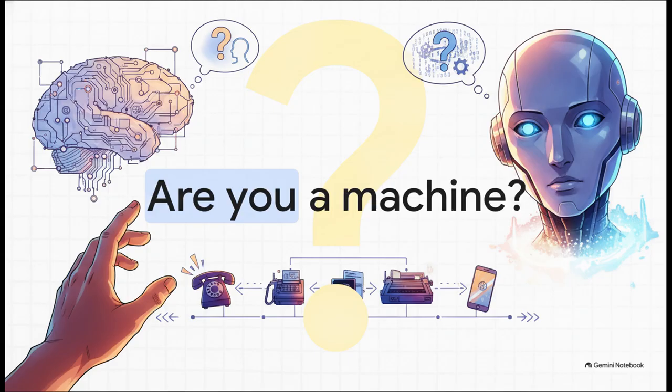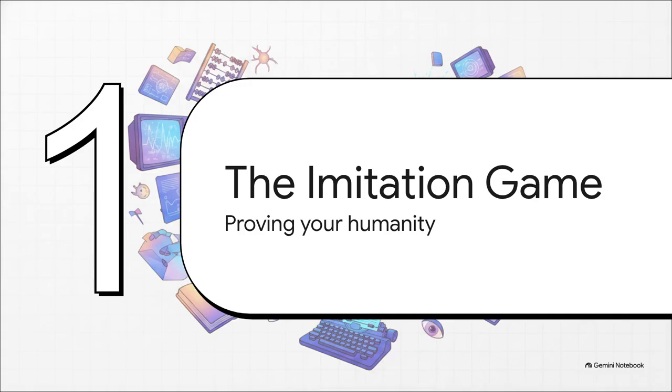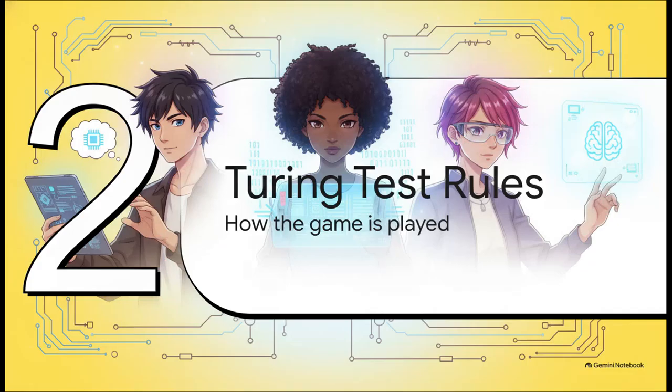Yet right then and there, he laid down the philosophical groundwork for how we actually measure intelligent behavior. Think about it. If you're communicating with someone or something, how do you mathematically, scientifically prove there's a real thinking mind on the other side? Which brings us to Section 1, the imitation game or proving your humanity. And jumping right into Section 2, the rules of the Turing Test and how the game is actually played.